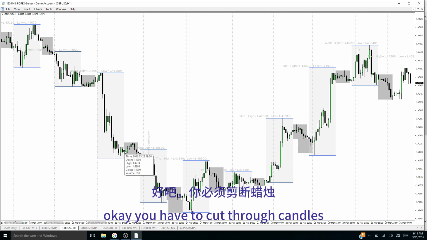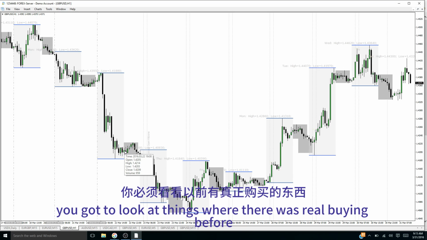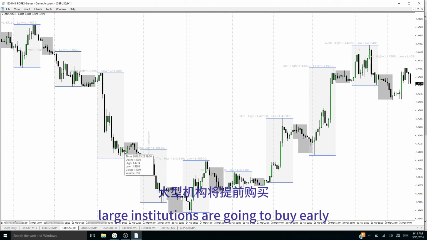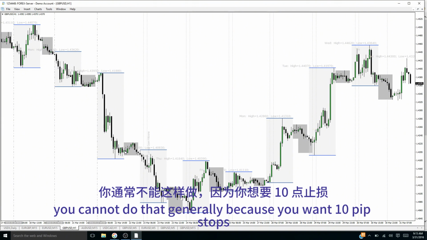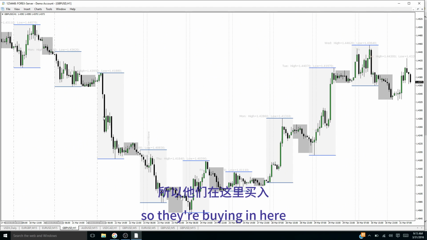Okay, you have to cut through candles. You have to go through some things. You got to look at things where there was real buying before, because we understand that large banks, large institutions are going to buy early. They have the deep pockets. They can do that. You cannot do that generally because you want 10 pip stops. They're not trading with stops. They're averaging in. So they're buying in here.